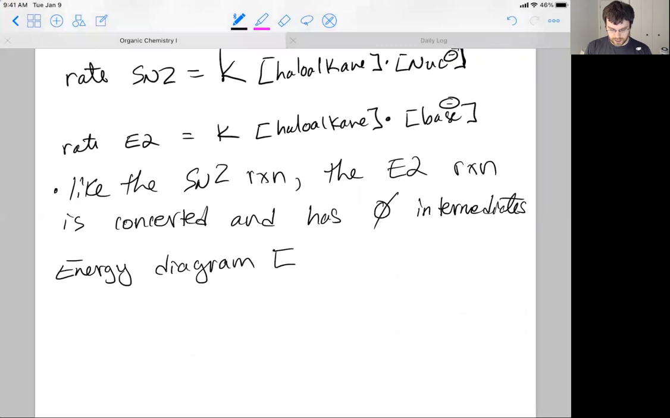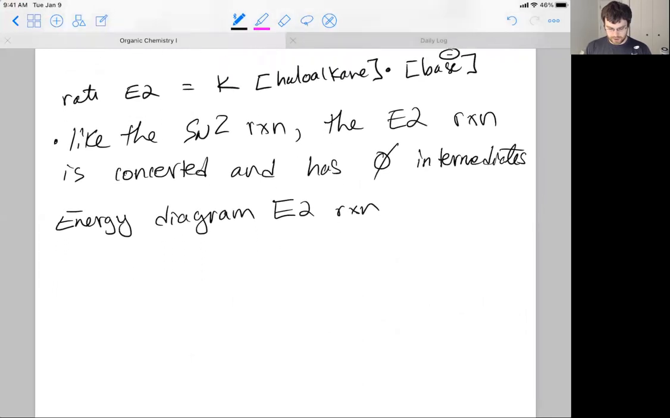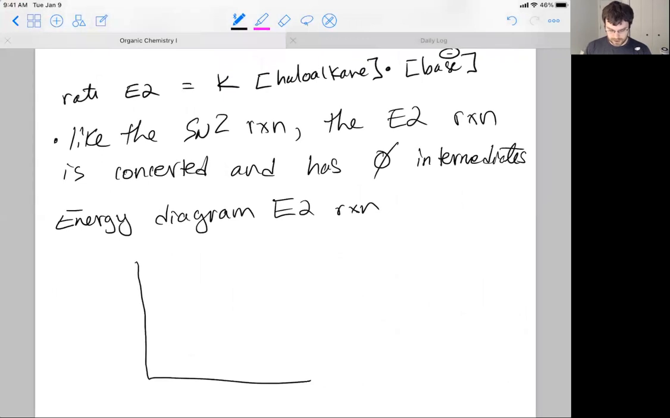For the E2 reaction as being the following. Let's go ahead and add our coordinates. So we have reaction coordinate along the x-axis, and then we have free energy delta G along the y-axis. And generally we start higher in energy and end lower in energy, but we first have to go over a hill and then down to a lower valley.